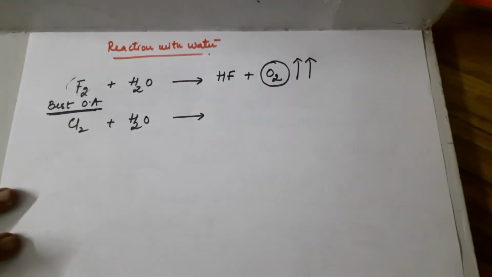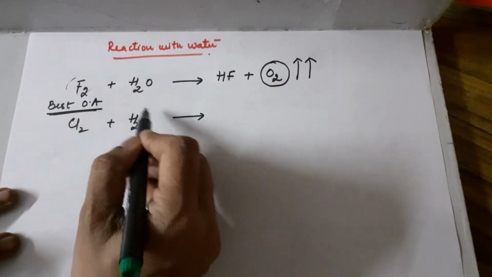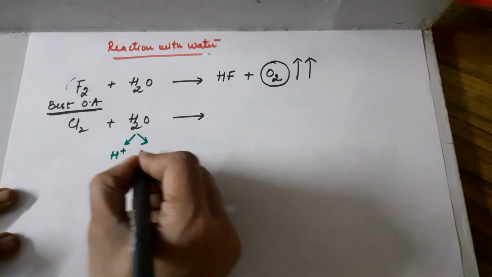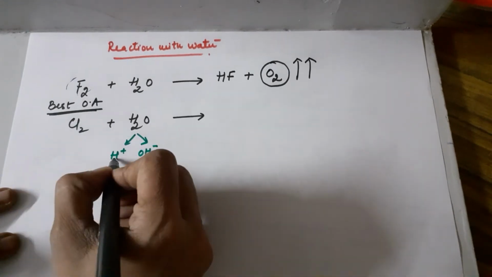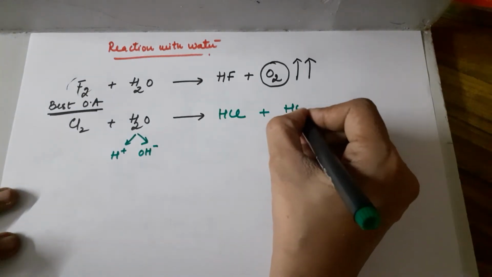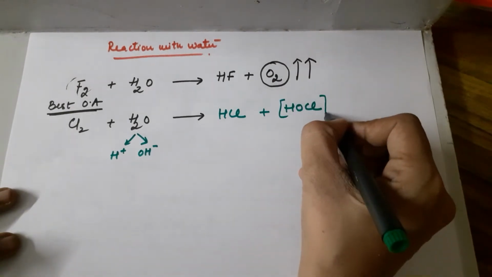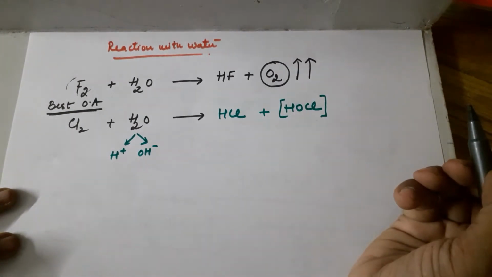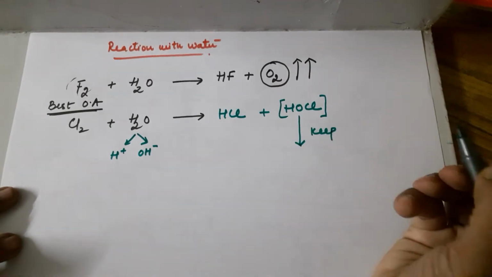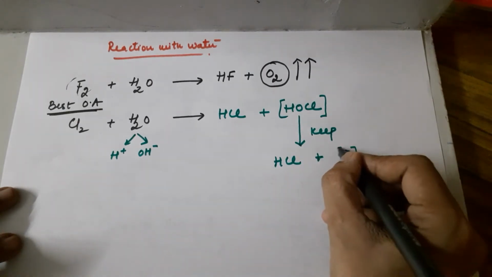Whereas what happens in case of chlorine? In case of chlorine, the chlorine is not that good an oxidizing agent. It does not oxidize water, it reacts with water. Now water has 2 ions, H positive and OH minus. One is taken by Cl forming HCl and the other, OH, goes to Cl, so you get HOCl. Now this is an unstable hypochlorous acid, and this acid being unstable, if you keep it for some time, this decomposes into HCl plus liberates oxygen.